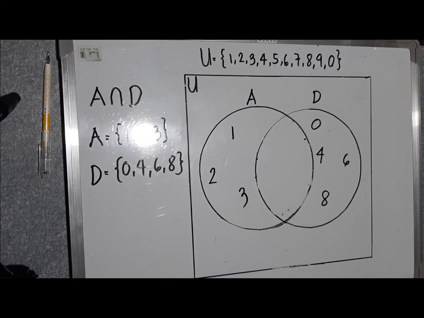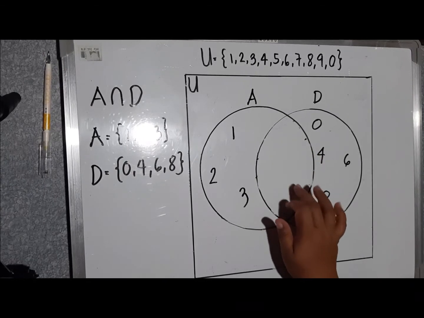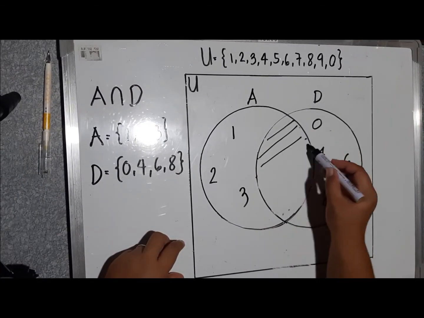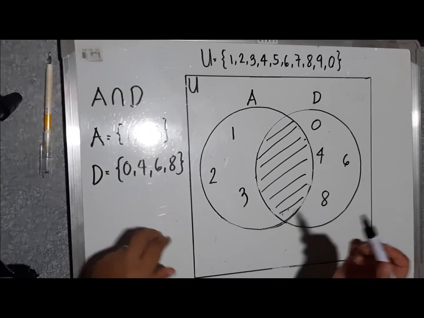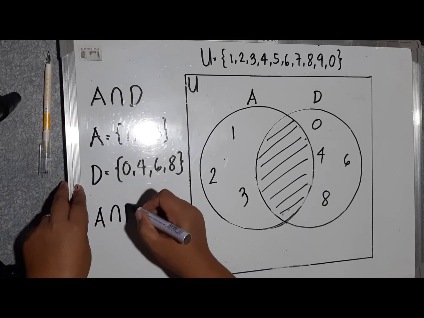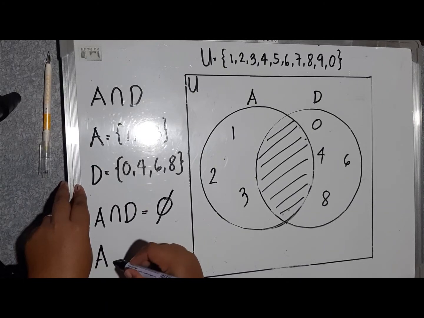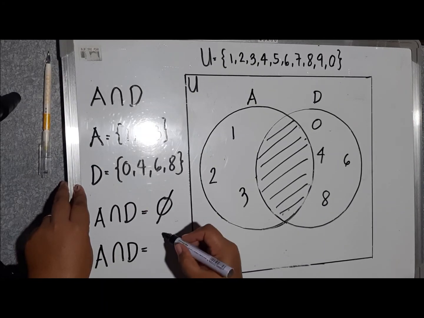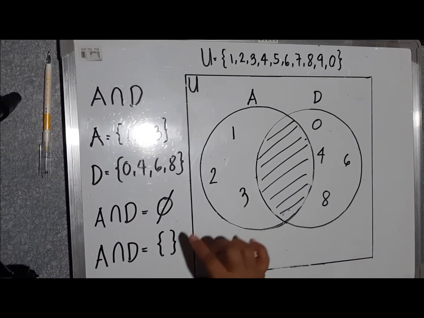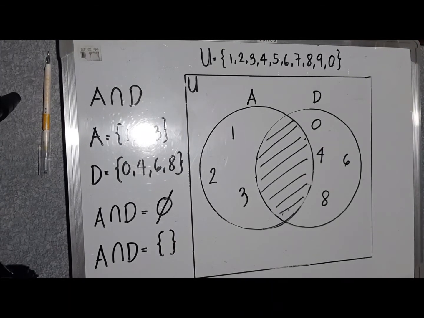Okay. So, the shaded area here is the intersection of the two sets, which has no common elements. We still shade this portion because that represents that our A intersection D is a null set. Or you can have it as A intersection D equals a null set. It has nothing inside. You cannot put a null set inside the braces. Okay?